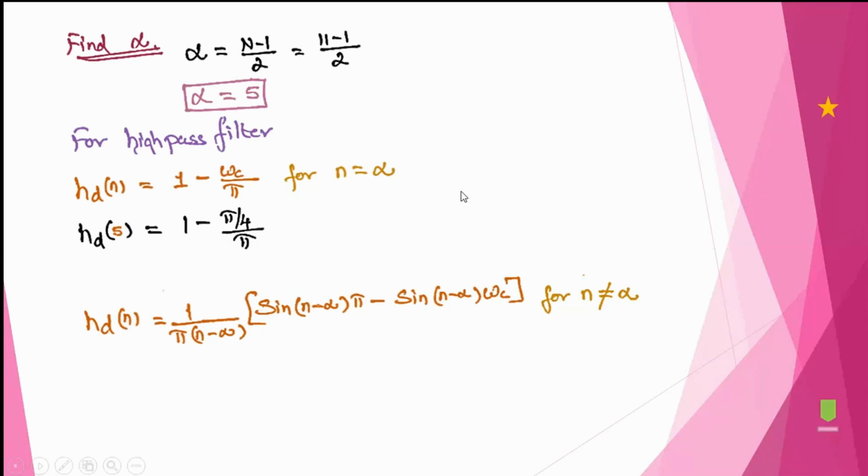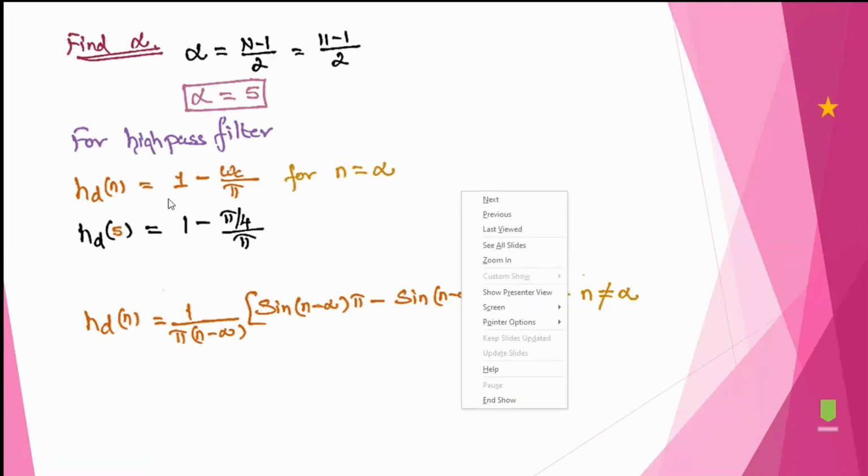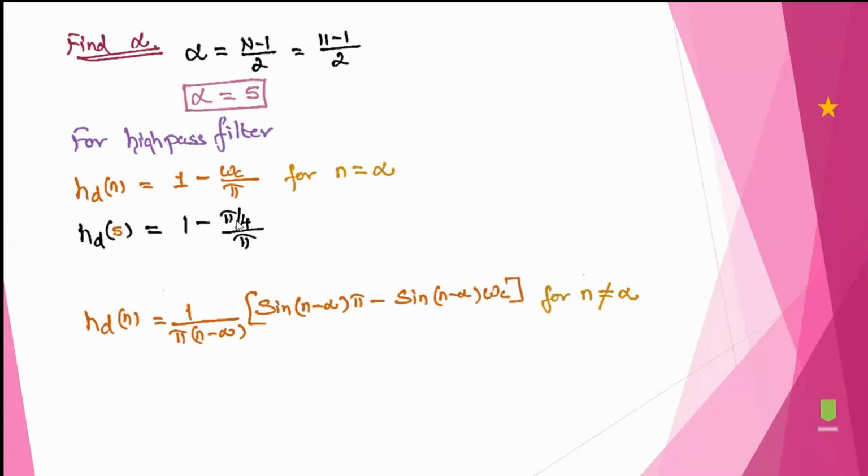N is also 5. So for this, we are substituting 1 minus pi by 4. What is our pi by 4? This is omega c. Omega c is pi by 4, that is in the given range. Then we are getting HD of 5, which is going to be 0.75. So that is for HD of 5 when n is equal to 5.